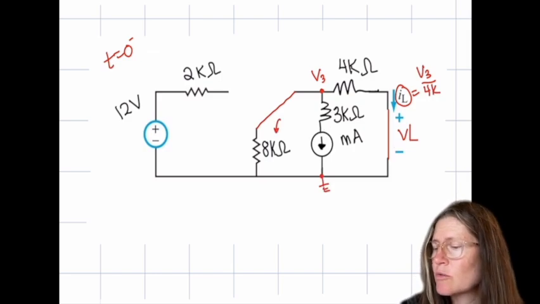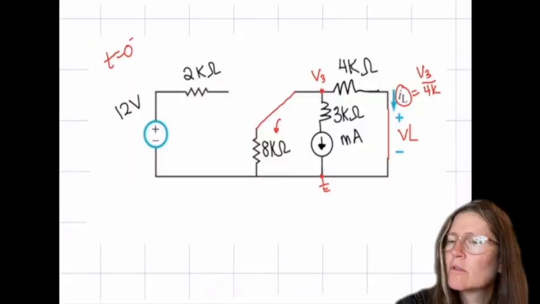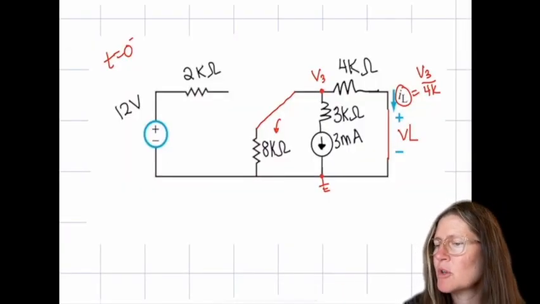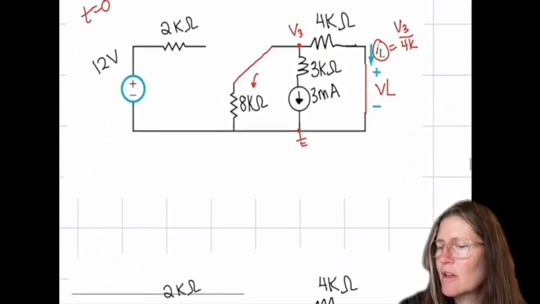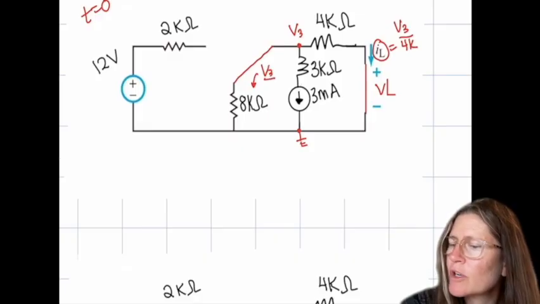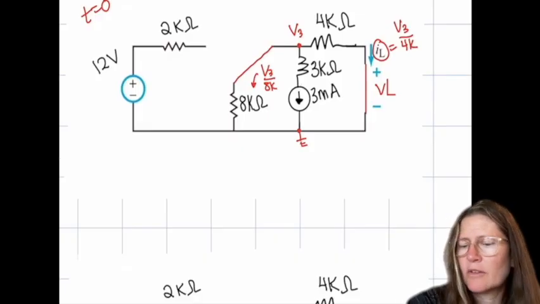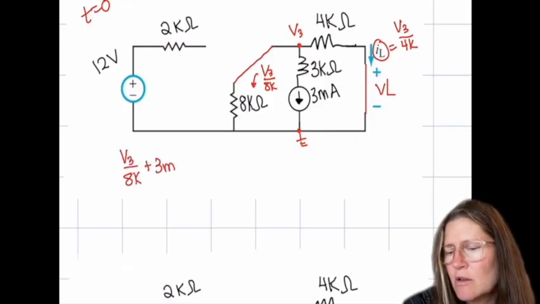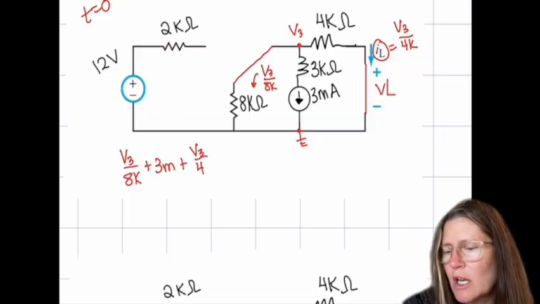So we know this is going to be 3 milliamps, and this is going to be V3 over 8K. And so we have V3 over 8K plus 3 milli plus V3 over 4K.